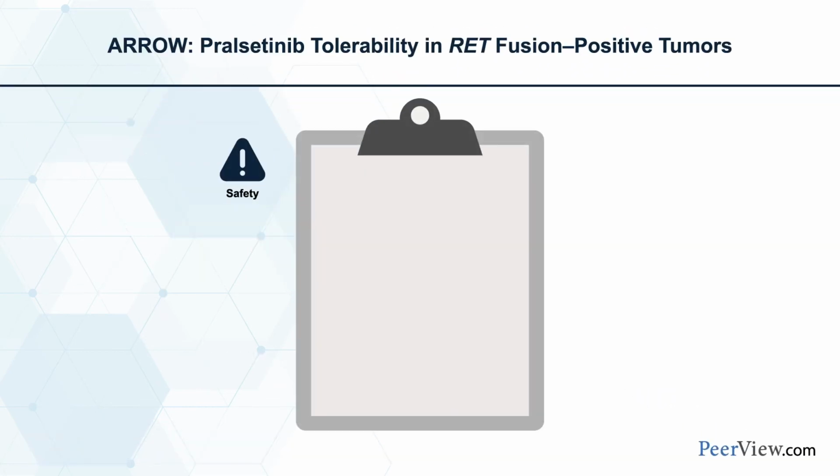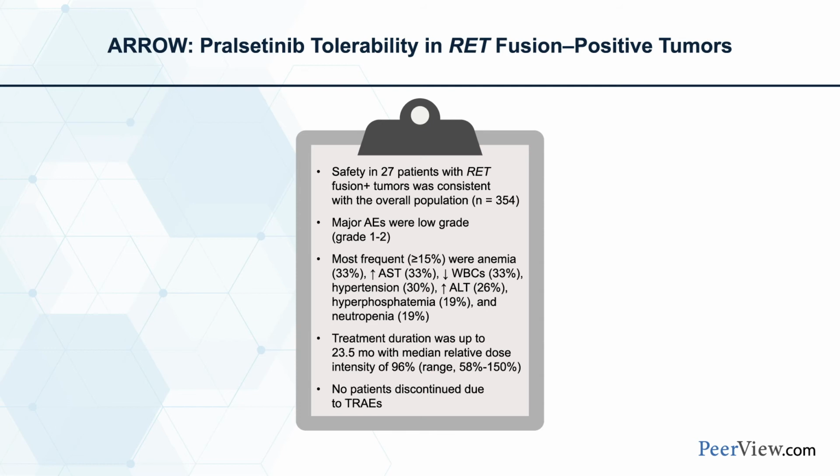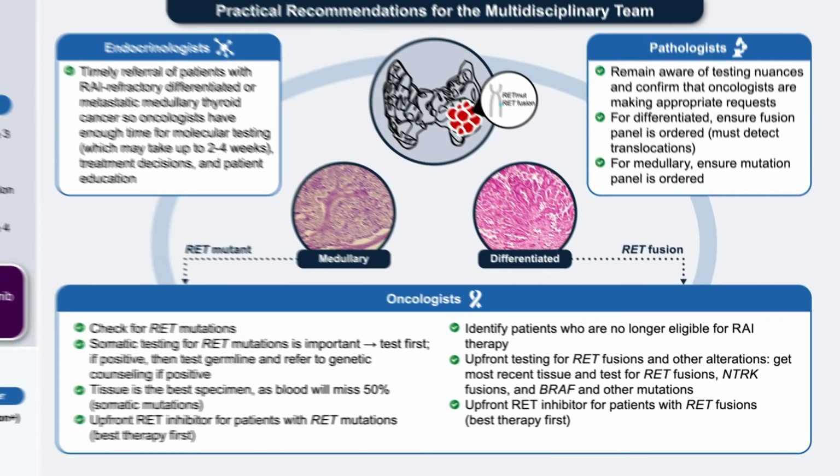Now, what we want to look at in pralsetinib as well is safety. And what we saw was that most of the adverse events were low grade, which were CTCAE grade 1 or grade 2. The most frequent treatment-related AEs, greater than 50%, were anemia, increased AST, decreased white cell count, hypertension, increased ALT, hyperphosphatemia, and neutropenia. Treatment duration was up to 23.5 months with a median relative dose intensity of 96%. It's so well tolerated that very few of the patients needed dose reductions, and no patients discontinued due to treatment-related adverse events.